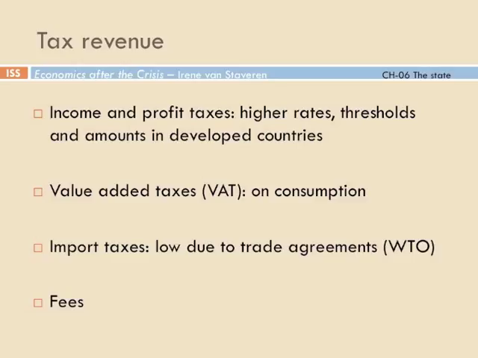Third, import taxes. These tend to be quite low because of international trade agreements, in which countries agree that they lower import taxes for each other's goods. A final source of tax revenue by the state is fees. States ask fees for services that they provide, for example, school services or healthcare services.